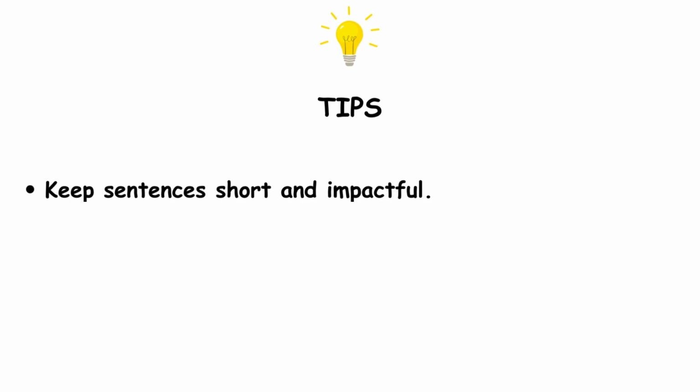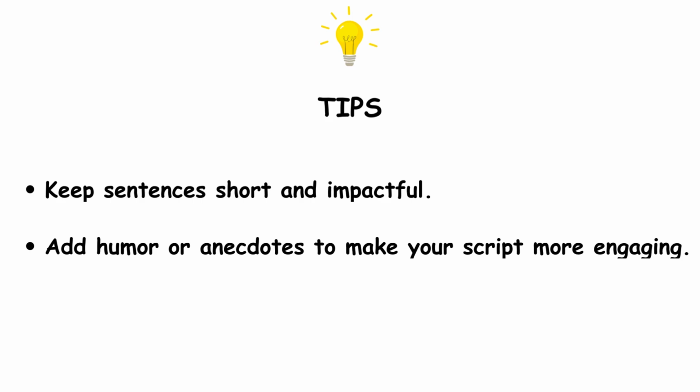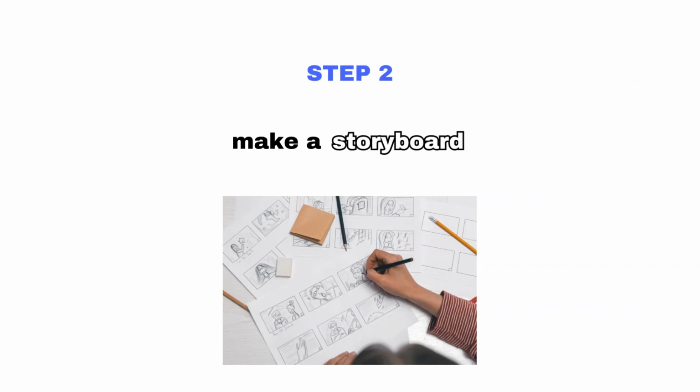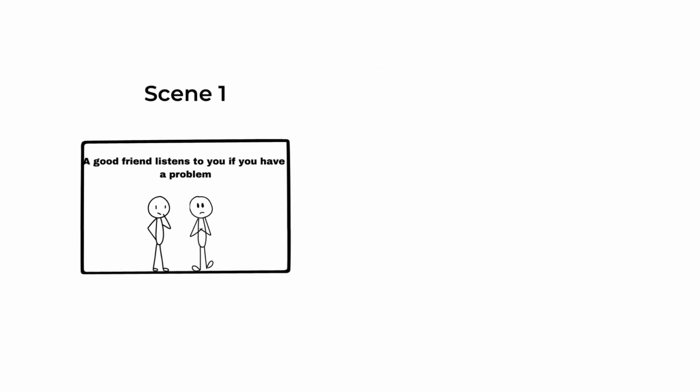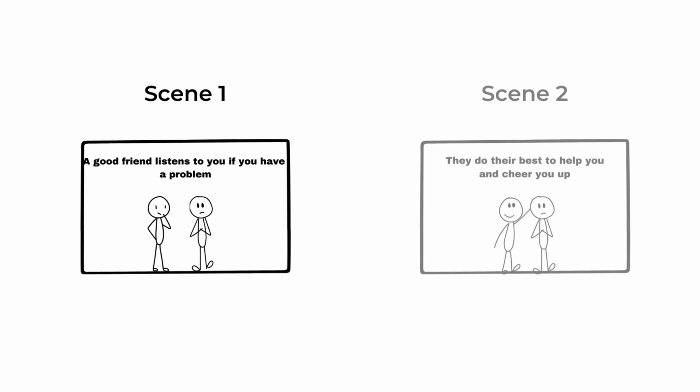Tips. Keep sentences short and impactful. Add humor or anecdotes to make your script more engaging. Use a conversational tone. Step 2. Make a storyboard. Sketch out each scene according to your script.